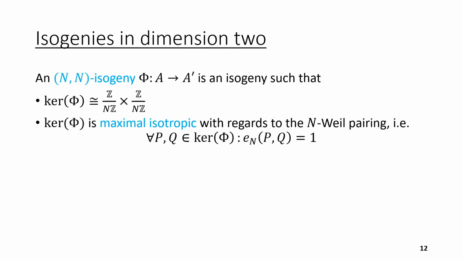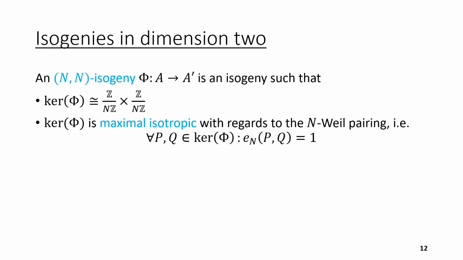Okay, and then isogeny in dimension 2. Obviously you have other isogenies than just the ones mentioned here. You have Frobenius and whatnot. But in a way, the natural extension of a cyclic N-isogeny is an (N,N)-isogeny. Instead of the kernel being isomorphic to Z mod N, it's now isomorphic to two copies of Z mod N. I mean, this generalizes in a natural way.